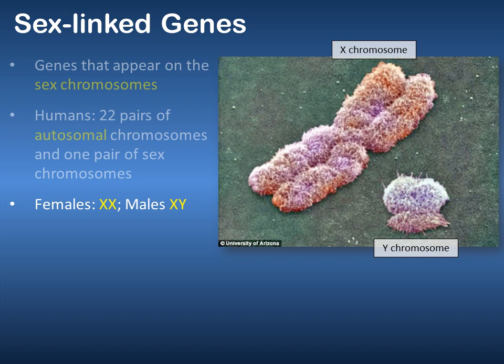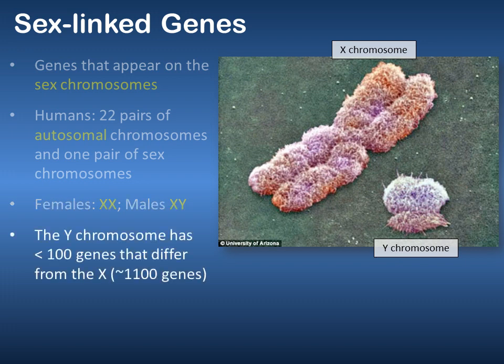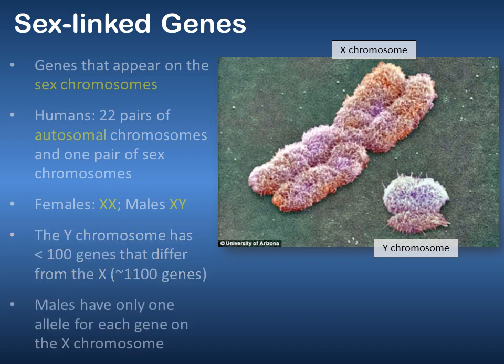as their 23rd pair. Now, as you can see from this picture over here, the X chromosome is much larger than the Y chromosome. And in fact, the Y chromosome has only a portion of the genes that the X chromosome does, around 100 genes on the Y chromosome, and they control many of the male sex characteristics. The X chromosome has around 1100 genes. So the important point here is that the genes on the X chromosome are not on the Y chromosome.